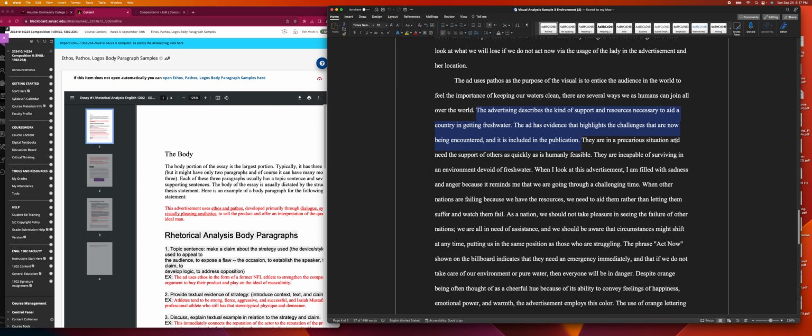He says they're in a precarious situation and in need of support as quickly as humanly possible. How does he know this? You can't know this from this photo, right? So again, he's talking about the issue instead of focusing on what the photo is doing, right?